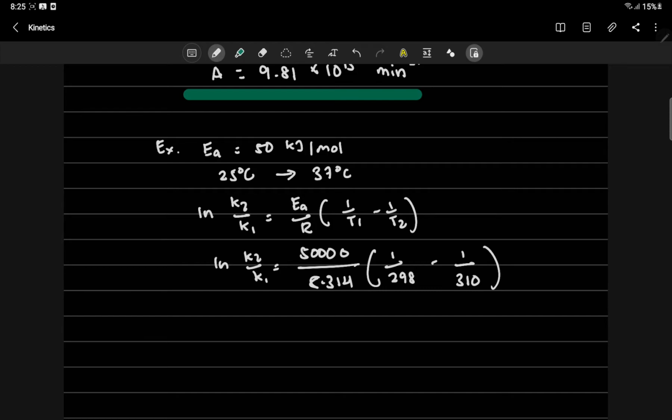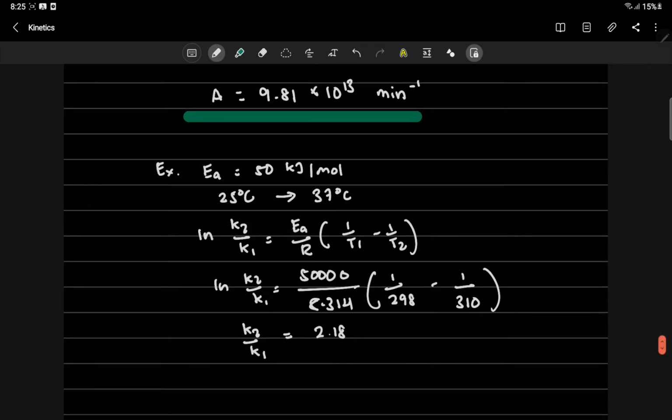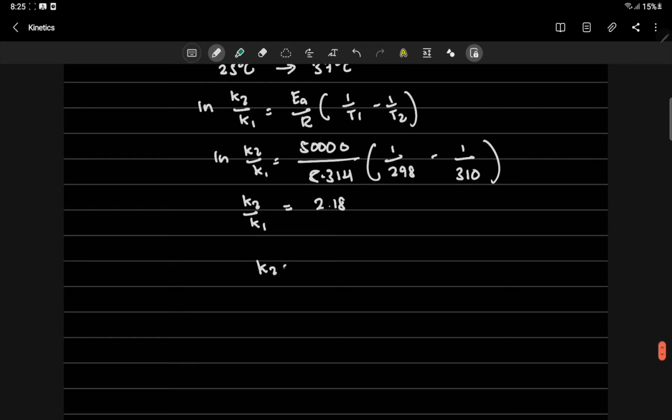Okay, so here, you'll be able to obtain a value of k2 over k1, utilizing our calculators, to be equal to 2.18, or k2 is 2.18 times k1. So approximately twice the value of k1. Ibig sabihin yan, yung k sa 25 degrees Celsius, 2.18 times that will be the k for 37 degrees Celsius.